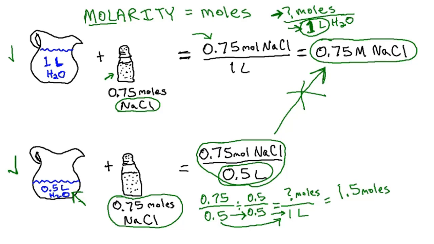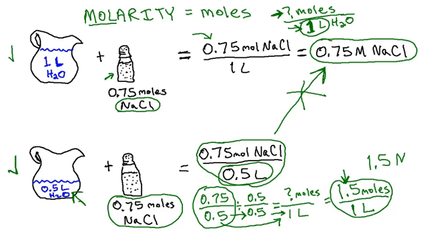So we're going to have 1.5 moles of salt in 1 liter of water if we were to use that same ratio of 0.75 moles for 0.5 liters of water. If we do 1 whole liter of water, we would have to increase the amount of moles up to 1.5 moles. So 1.5 moles of salt in 1 liter of water gives us a molarity of 1.5.